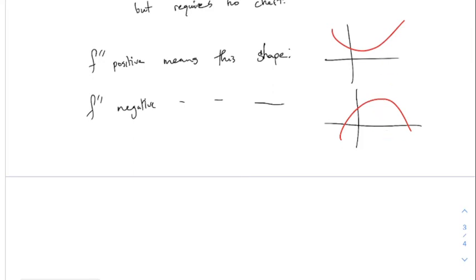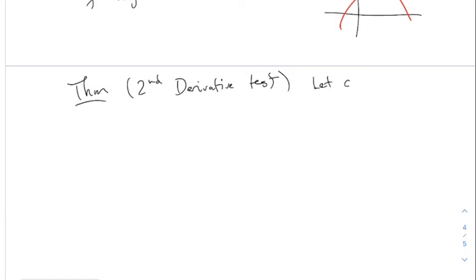So I'm going to write this like a theorem. It's not a very fancy idea, though. And this is called the second derivative test. This is telling you how to tell the difference between a minimum and a maximum. All right, let me say it this way: let c be a critical number. That means either f prime equals 0 or f prime does not exist.